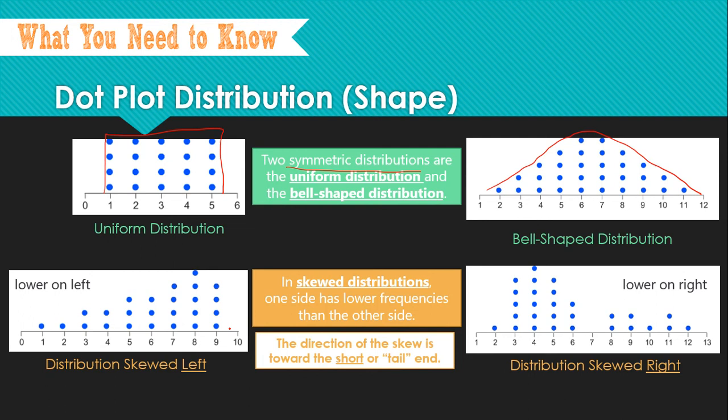Other types of data situations that might be present are skewed distributions. Here, notice how the data points are lower on the left side of my number line than they are on the right side. And over here, the ones that are skewed right are lower on the right side than they are on the left side. So in skewed distributions, one side has lower frequencies than the other side, and the direction of the skew is toward the short end, or the tail. Here's the short end over here before it rises, so that's why we say this is skewed left. And here my short end is towards the right. My data is getting smaller on the right side.